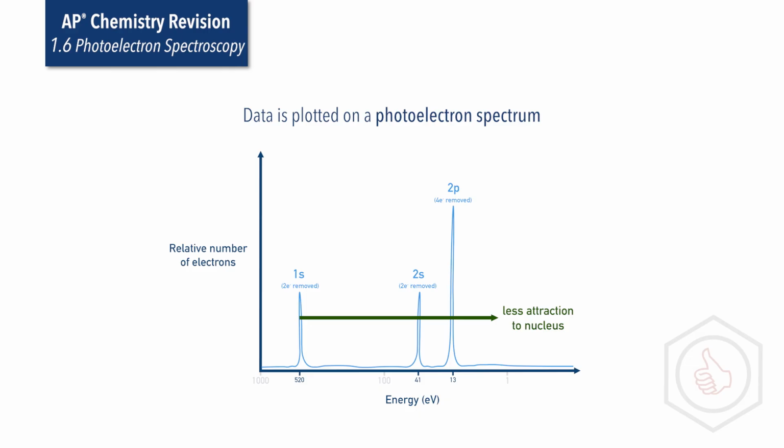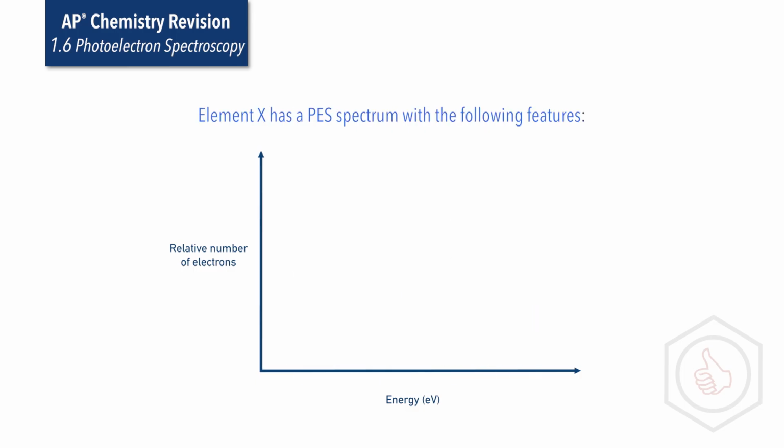A PES spectrum can be directly linked to electron configurations. Each group of peaks matches the electrons in different subshells. For example, an unknown element X has a PES spectrum with the following features. By looking at the relative number of electrons from the peak heights, we can see that the first two peaks each refer to 2 electrons being removed, and the biggest peak, 5 electrons.